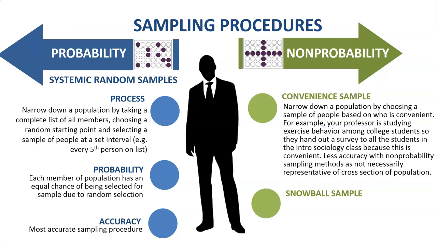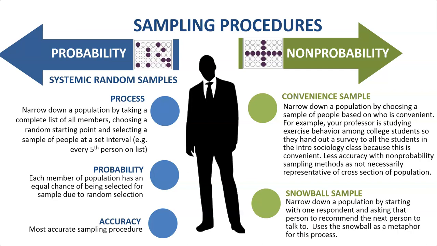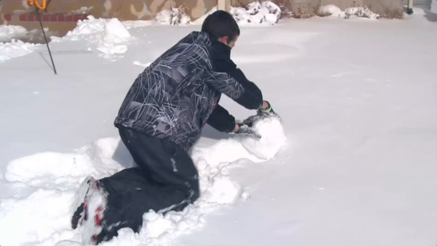Another example of a non-probability sampling procedure is something called a snowball sample. That's where you narrow down a population by starting with one respondent and then asking that person to recommend someone else. So you're talking to a student and you say, hey, do you know anybody else who might be interested in answering questions to this survey? And it rolls on, and then your sample size begins to grow. Just like as if you were rolling a snowball, and the more you roll it, the larger it gets.